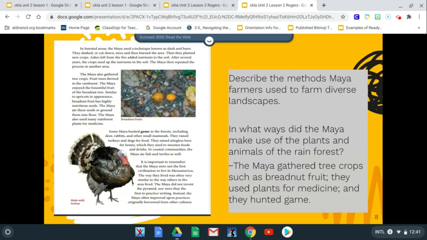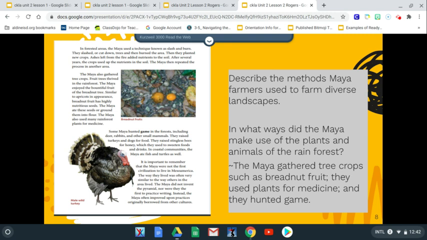Next it says, in forested areas, the Maya used a technique known as slash and burn. They slashed, or cut down, trees and then burned the area. Then they planted new crops. Ashes left from the fire added nutrients to the soil. After several years, the crops used up the nutrients in the soil. The Maya then repeated the process in another area.